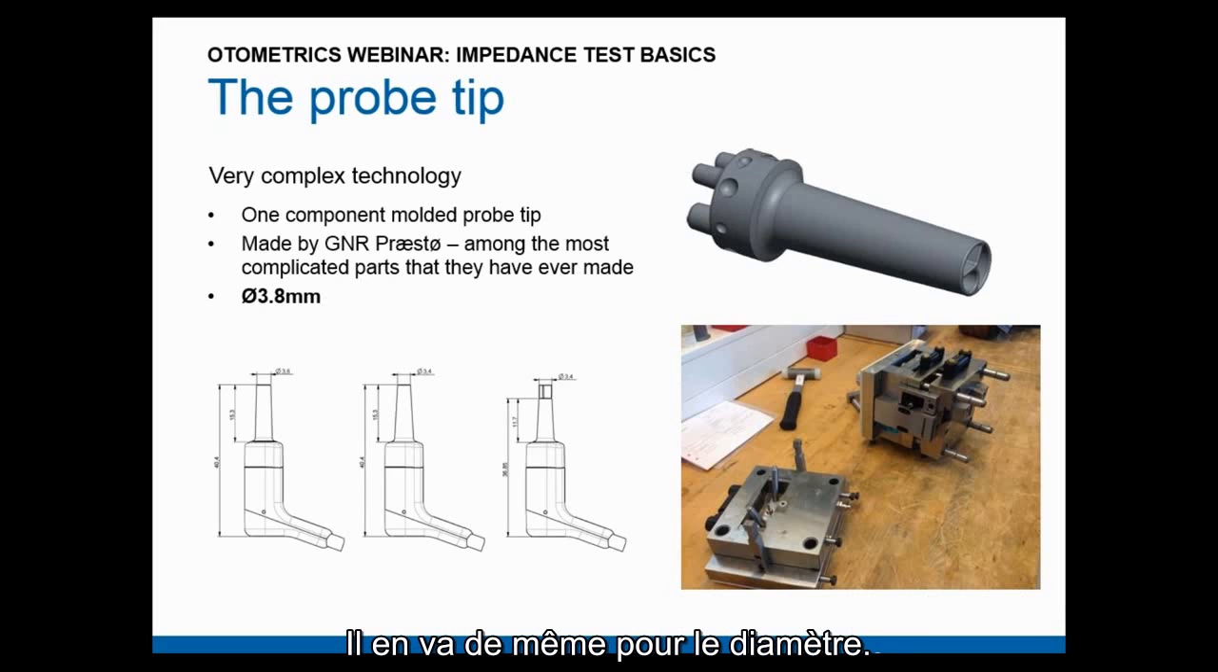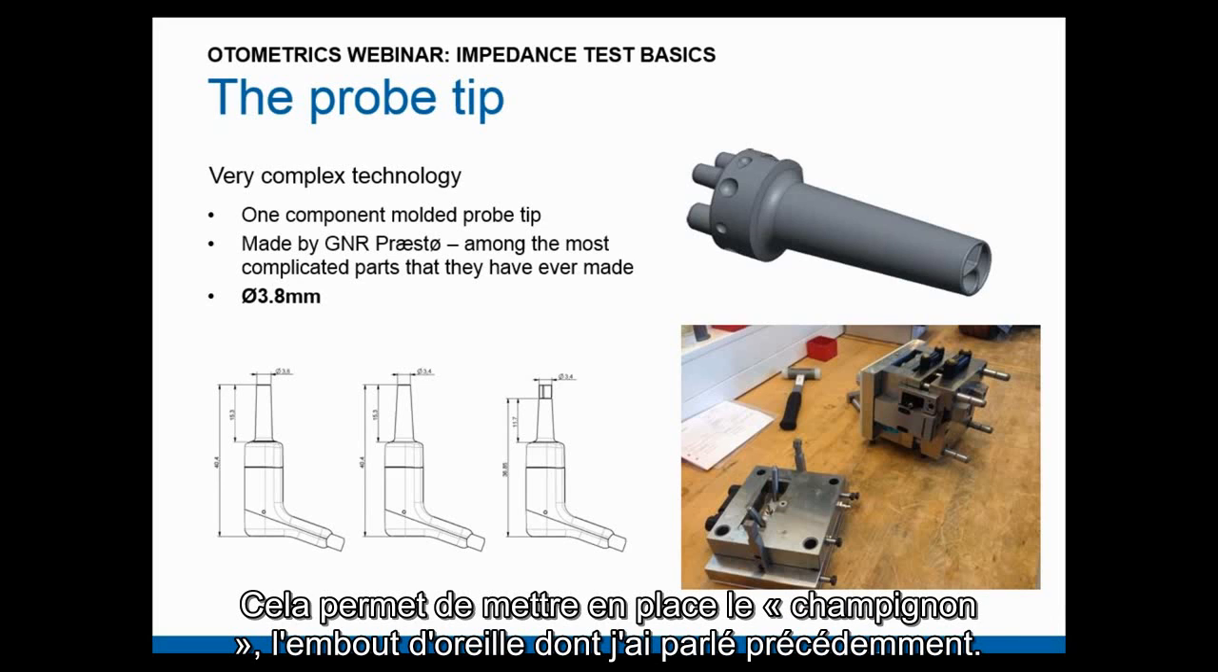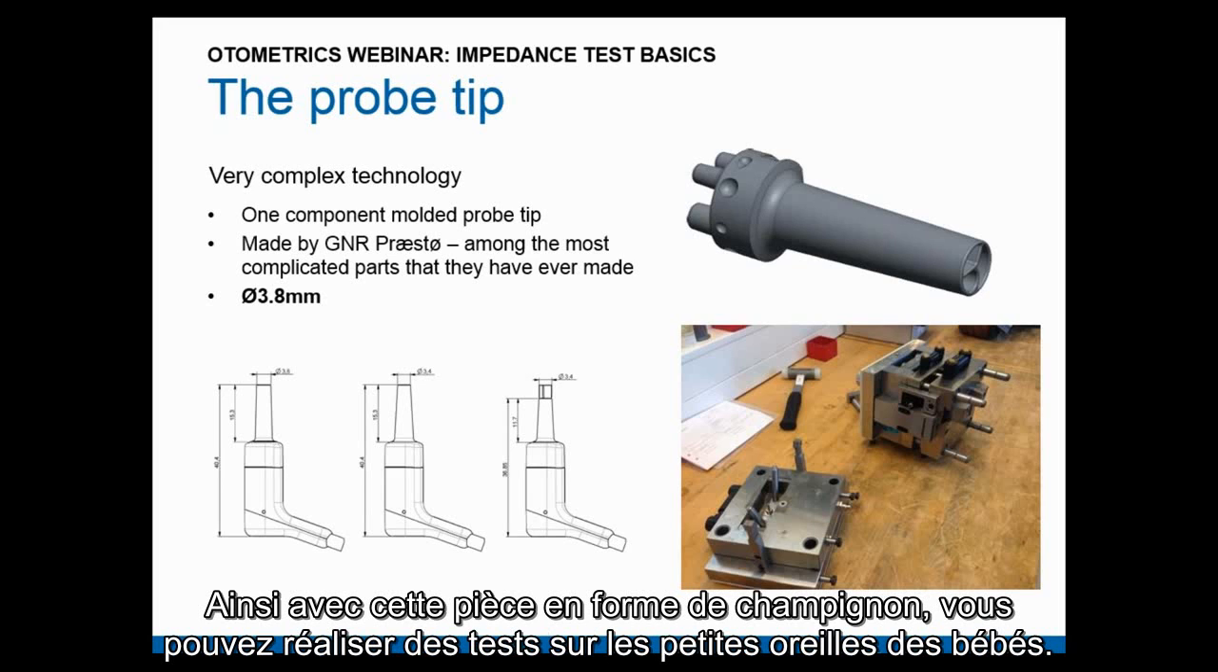Same for the diameter. Why do we need a small diameter? It is actually to be able to place the mushroom, the ear tip I've mentioned before. So this plastic mushroom piece for the babies, for the smallest ear, you can actually test.